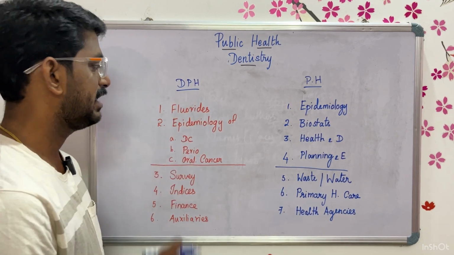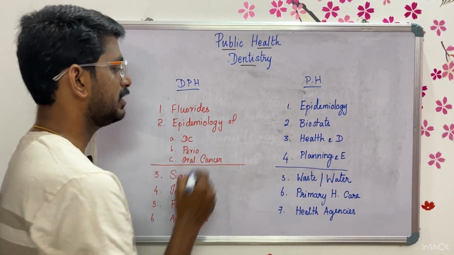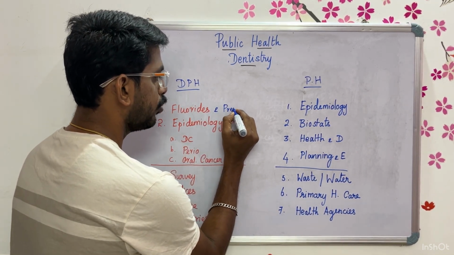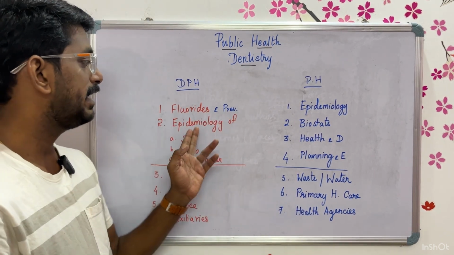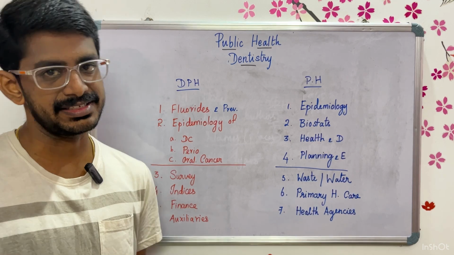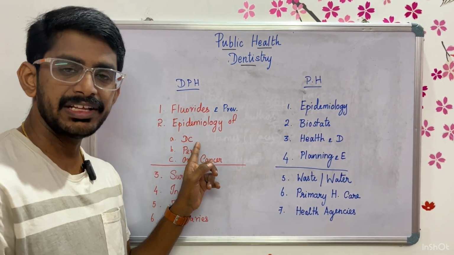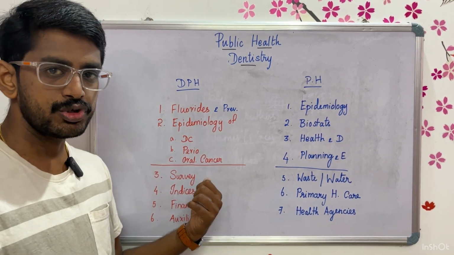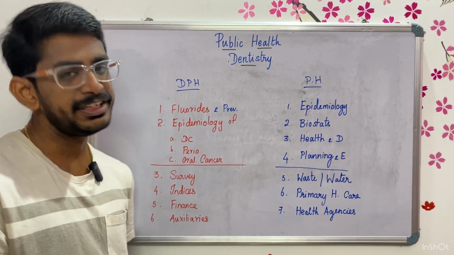Whereas DPH, dental public health, the major subject topic here is fluorides. So fluorides and preventive dentistry, okay, both go hand in hand together. Then epidemiology of the three most common dental illnesses, that is dental caries, periodontal diseases, and oral cancer. Next, survey procedures in dentistry, dental indices, finance, and dental auxiliaries.